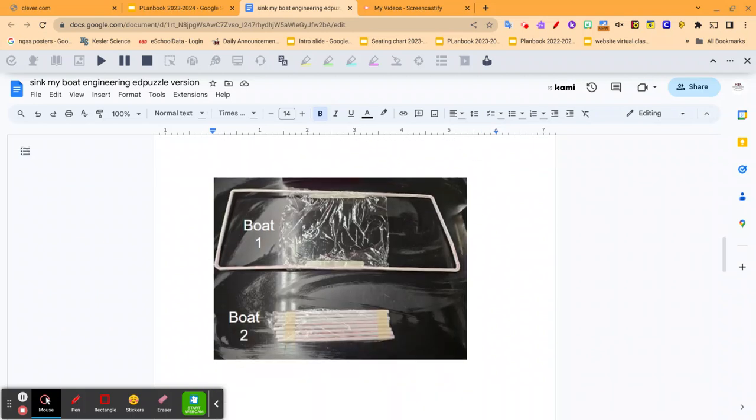So let's take a look at our two boats. We have boat number 1 on top and boat number 2 on bottom. They are both made with the same amount of straws, the same piece of plastic wrap, and the same amount of tape.